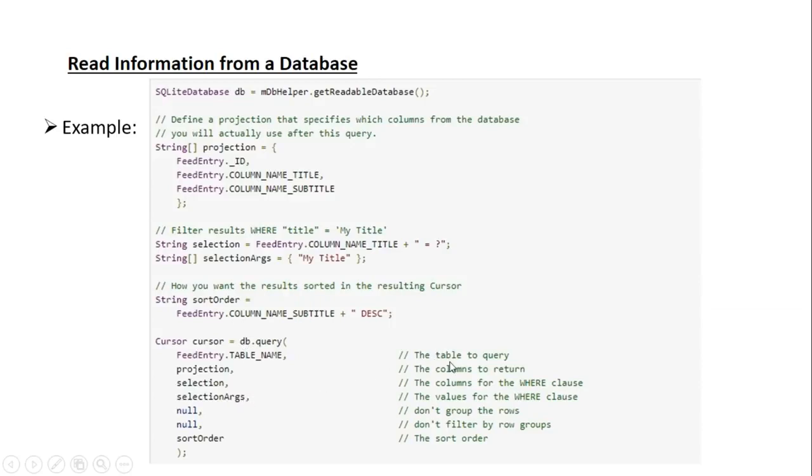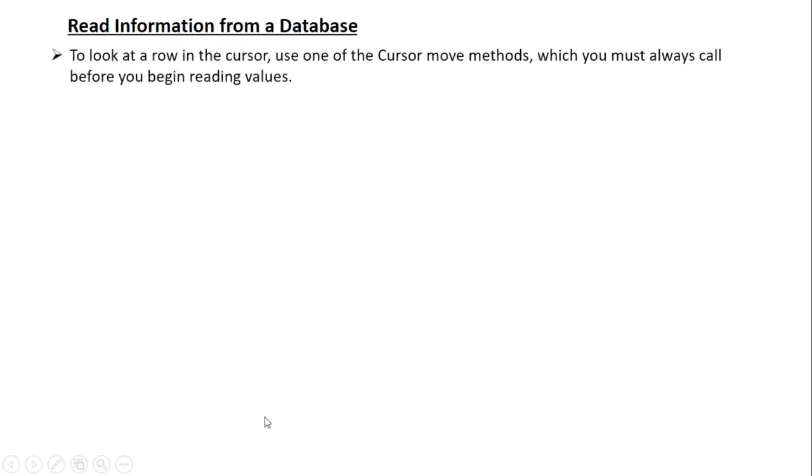So here we need 7 parameters. First one is the table name. Second one is the projection, that means the needed columns. Third one is the selection, that means the condition. Fourth one is the selection arguments. Next one is the group by clause. Next one is the having clause, if you pass null, it will not filter by row groups, and the final one is the sort order. So here the result is in the form of a cursor object. So for reading information, we have to pass that cursor object.